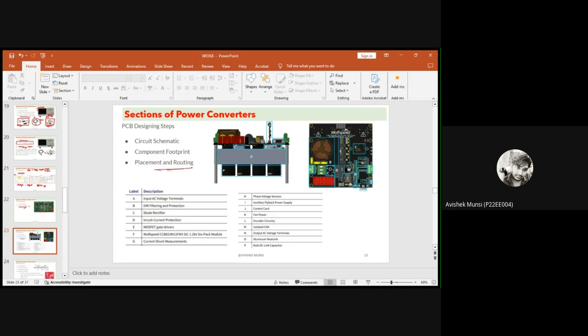Next, the most important thing is the placement and routing. If you see the converter which we will discuss from the starting, it has several parts which are given at A, B, C, D. This is the input AC voltage terminal, B is the EMI filter. They are placed separately with careful consideration so that one cannot interfere with the other. If you are using a power circuit and you put a signal circuit side by side, it will put some error, some noise, some interference over there.